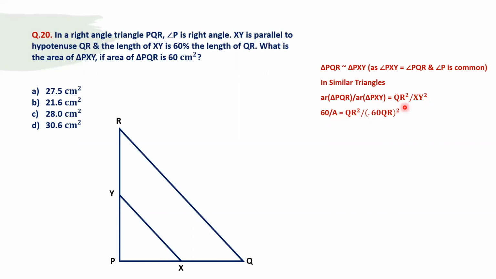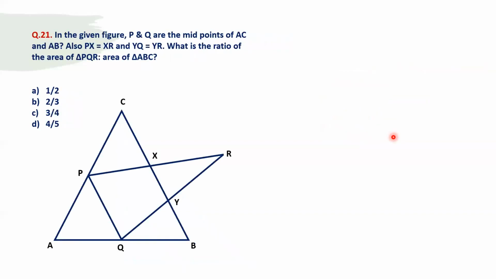QR square. So XY is 60% of QR. So this QR and QR will cancel out, and you will get the value of A straightaway. 0.36 times 60 is equal to 21.6. So the answer is B, 21.6 centimeters square. Now this is the last question of this particular video.